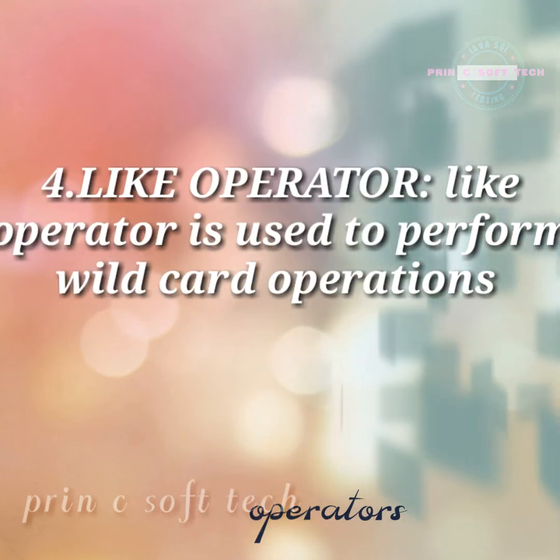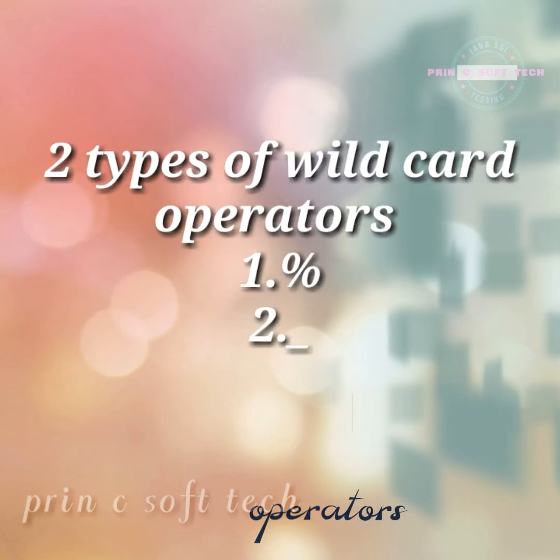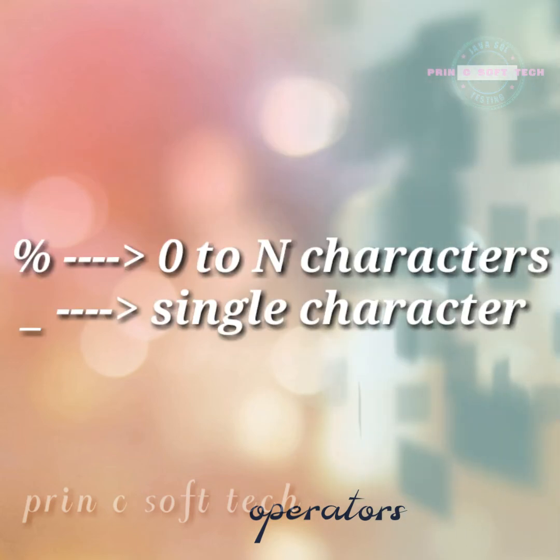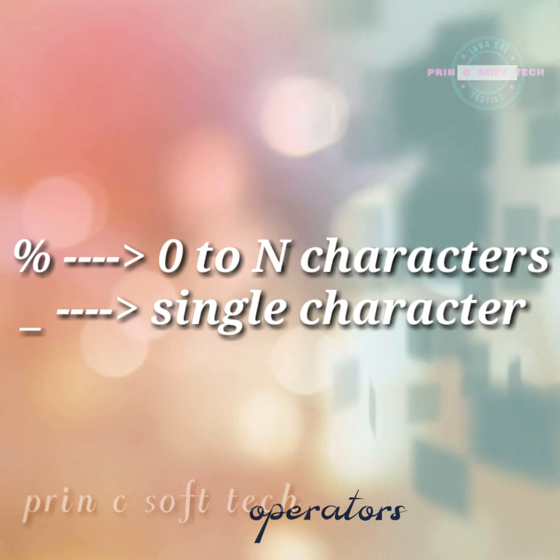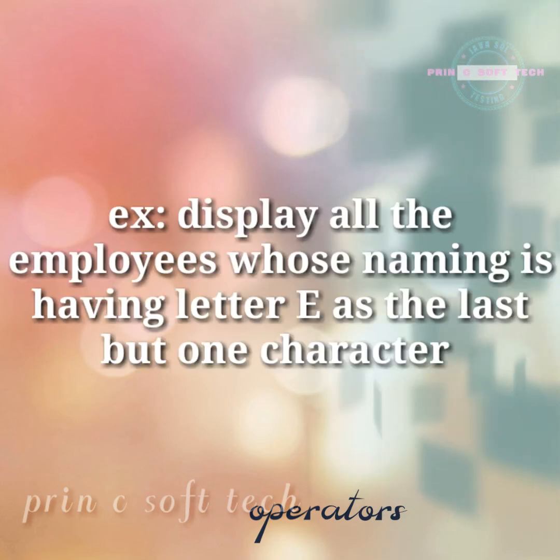Like operator. The like operator is a wildcard operator which is used to perform wildcard operations. In this like operator, there are two sub operators: modulus and underscore. Modulus is used to print 0 to n number of characters, and the second, underscore, is used to print a single character.